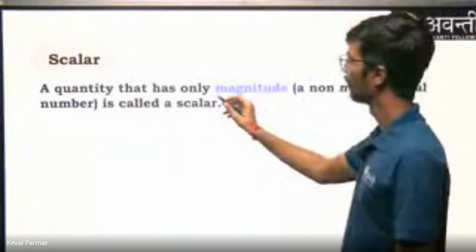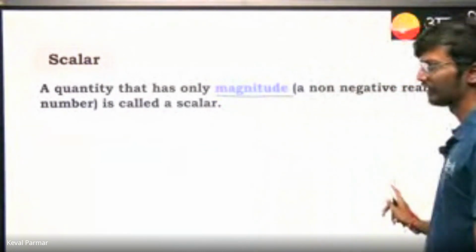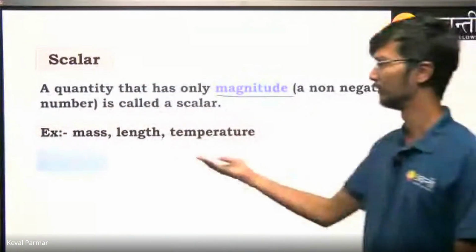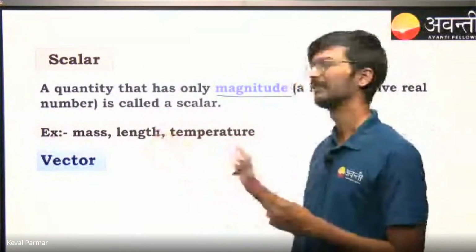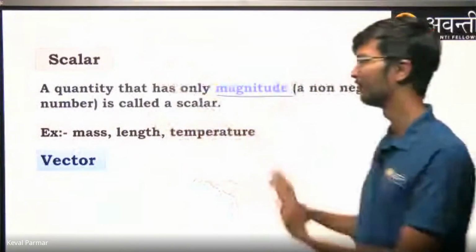As we all know, scalar is a quantity with only magnitude. You must have studied this a lot in physics. After this, we have examples, like mass, length, temperature. You can go on and on. This is not important. Next, we have vector.